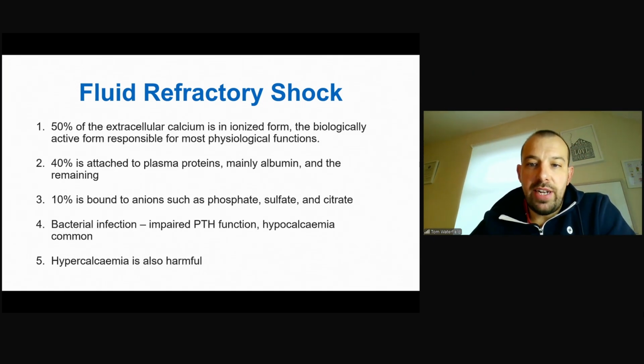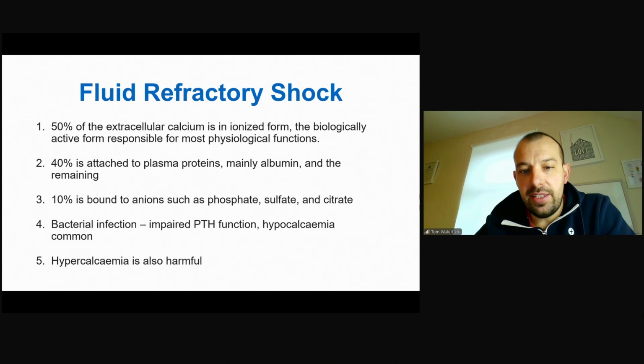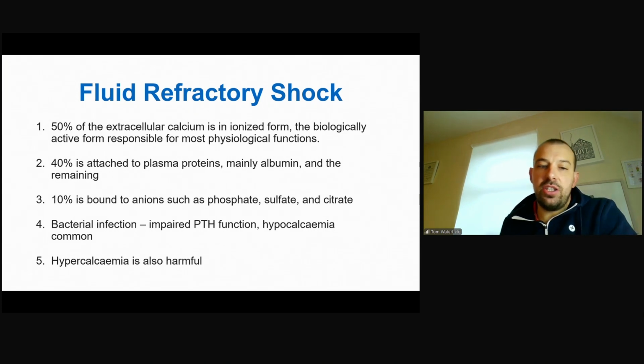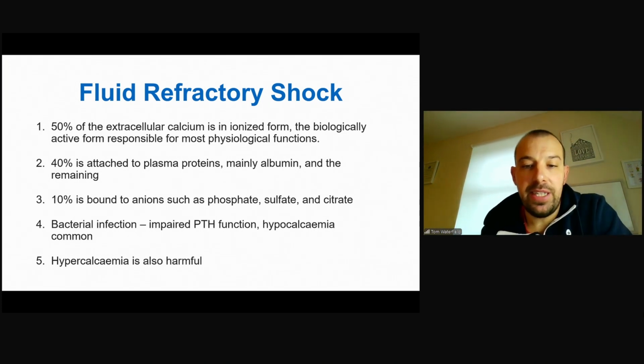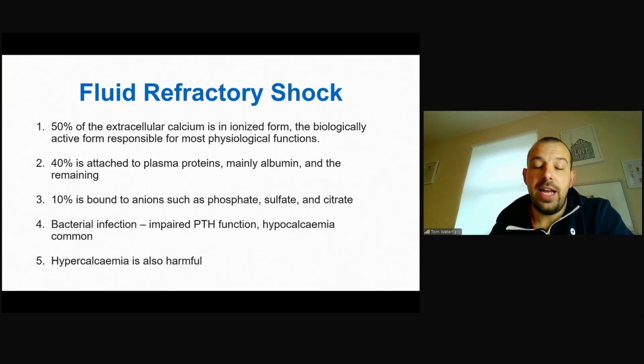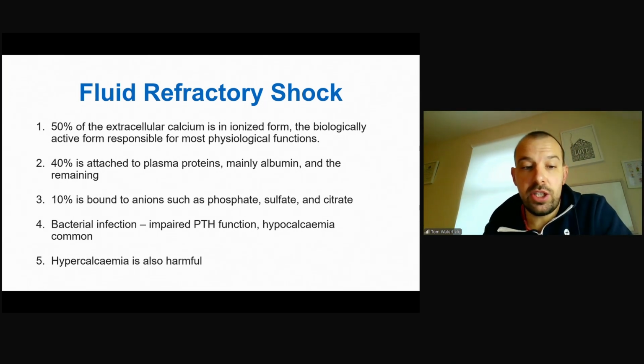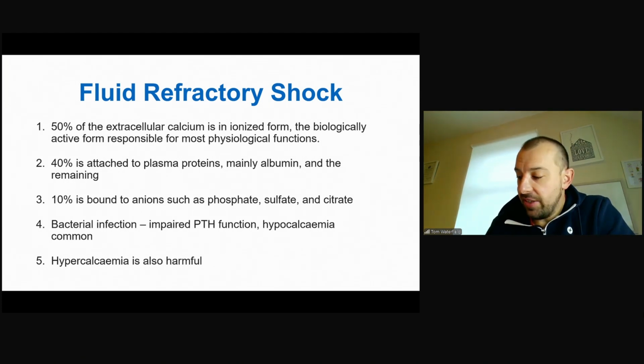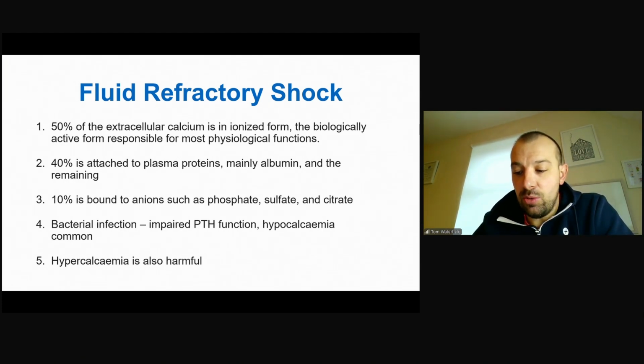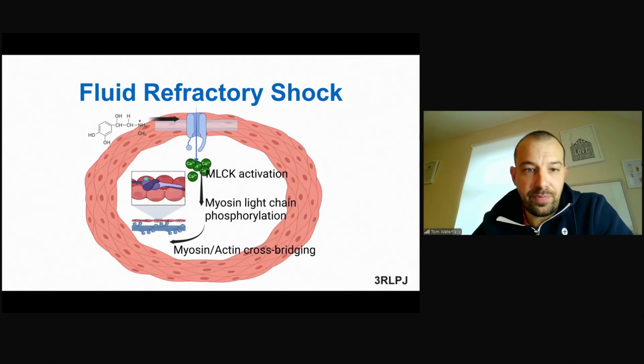You all know this already, but just for a refresher, half your calcium's ionized, the other's bound to proteins or bound to anions. When you have a bacterial infection, you will often be hypocalcemic. PTH, the parathyroid hormone function is impaired. Unfortunately, it's not as simple as just giving everyone calcium, because hypercalcemia is also bad, and there's some adult data. If your calcium's overcorrected, it can actually affect mortality as well in the longer run.